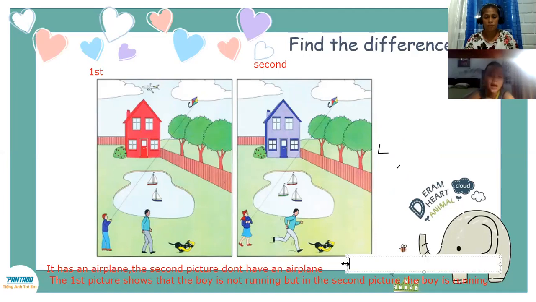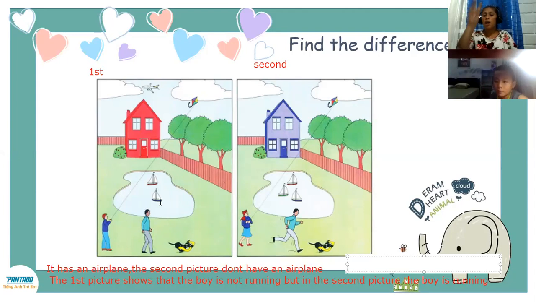But in the second, the house is blue. Okay, very good. The first picture, the house is red. And the second picture, the house is blue. Okay. Fourth, we have four. What's the fourth one? I know now. The first picture, it has two boats, but the second picture, it has three boats.